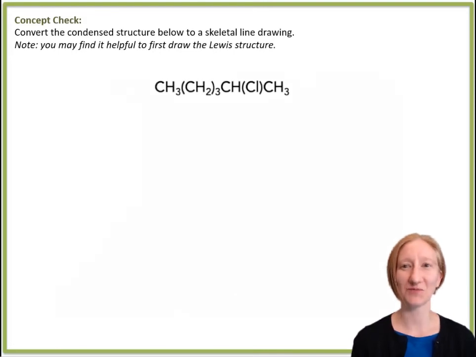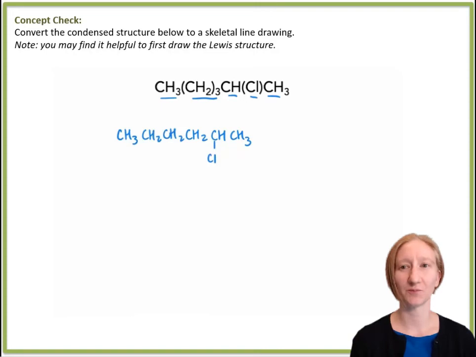Okay, welcome back. When I convert this condensed formula into a Lewis structure, I work from left to right, and I just draw out each CH3 or CH2 group. The parentheses with the chlorine in them indicate that the chlorine atom is bound to the CH group. We read these from left to right. Now this isn't a full Lewis structure because the hydrogens aren't fully drawn out. So we can draw the Lewis structure here as well.